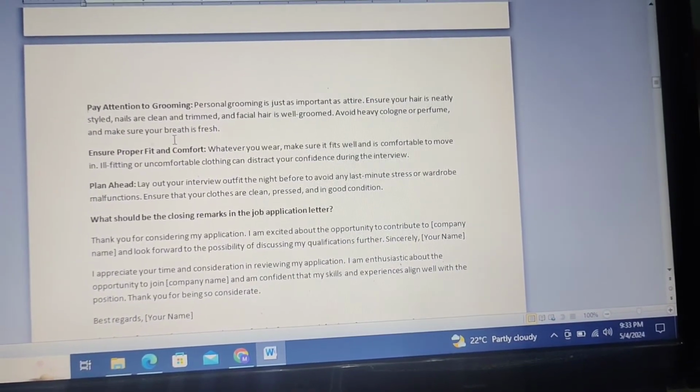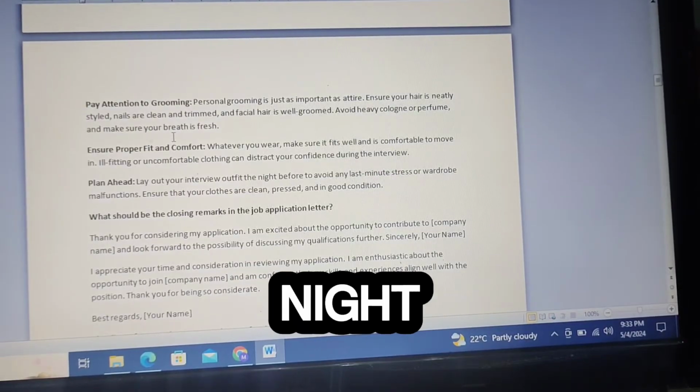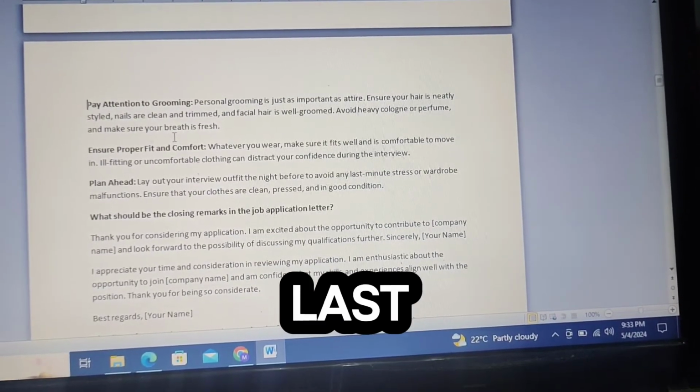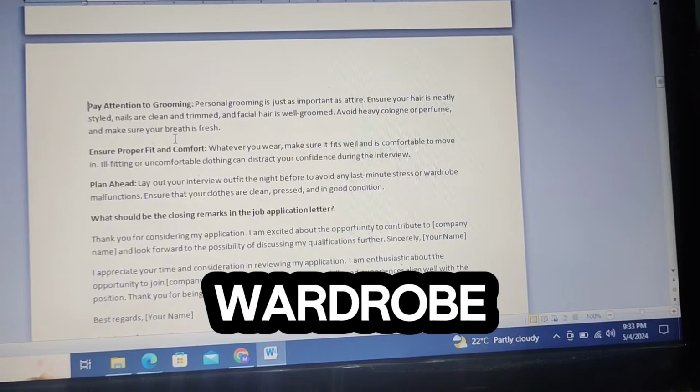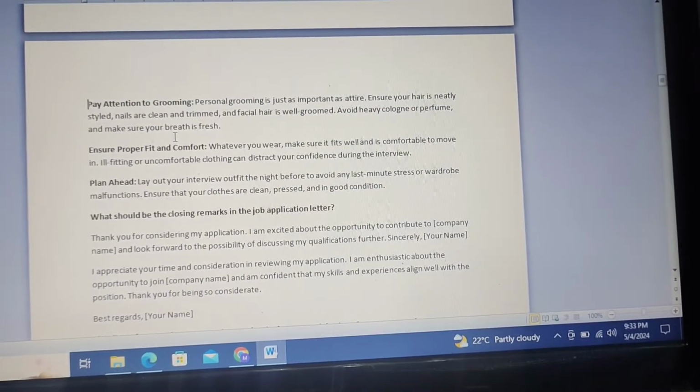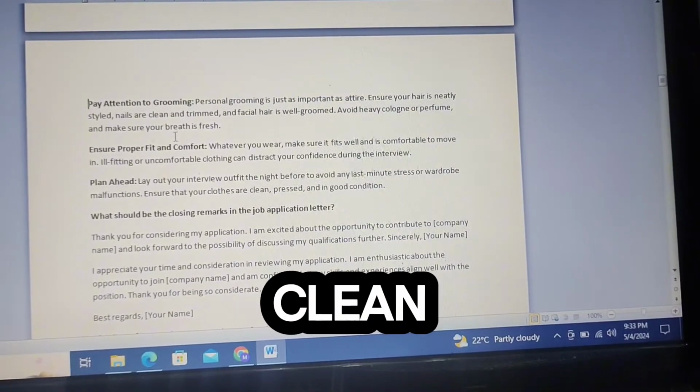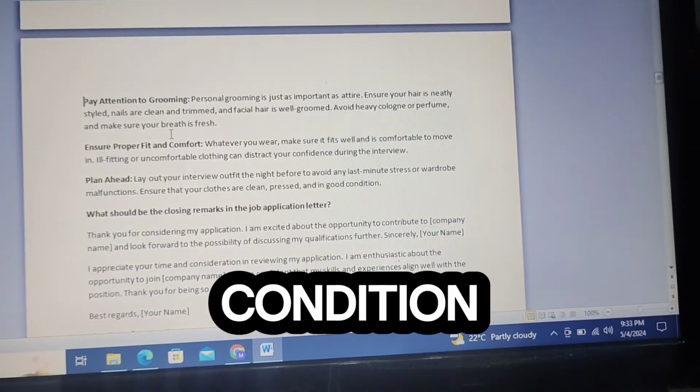Plan ahead. Lay out your interview outfit the night before to avoid any last minute stress or wardrobe malfunctions. Ensure that your clothes are clean, pressed, and in good condition.